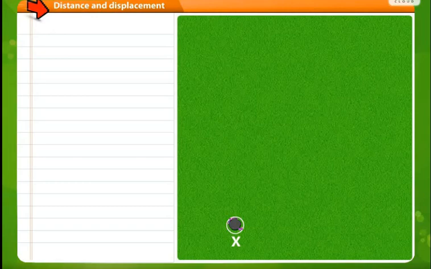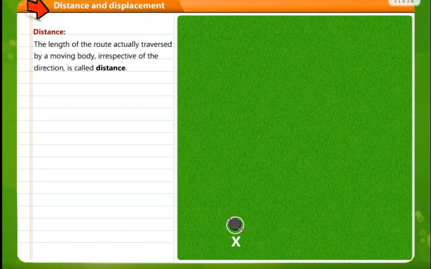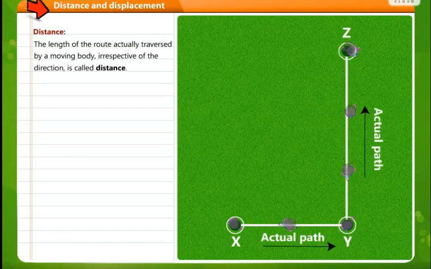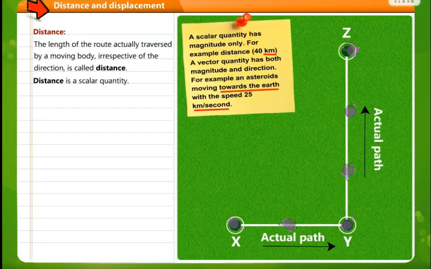Now when there is change in motion, what exactly happens to the object we are going to study? It changes its position, and that change in position is called distance. Now the length of the route actually traversed by a moving body irrespective of direction is called the distance. You can see that from x to y is the actual path, y to z is the actual path. In distance, direction is not considered, hence distance is a scalar quantity.